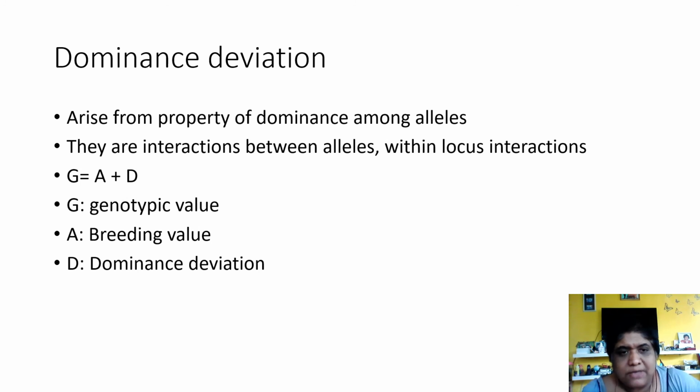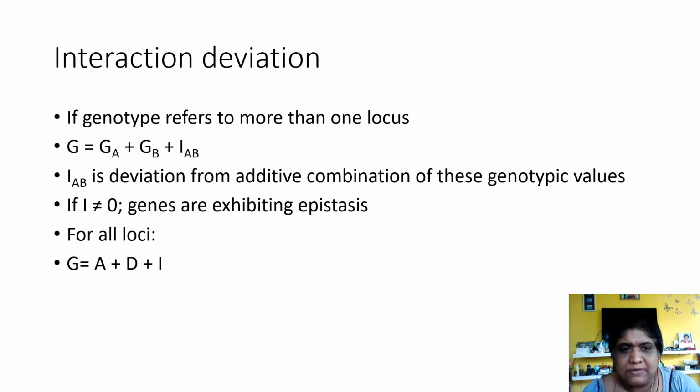What is dominance relation? It arises from the property of dominance among alleles, the interaction between alleles within the locus. So G equals A plus D. G is genotypic, A we call the additive value, or they call it breeding value, and D is dominance deviation. Now what is interaction deviation? If the genotype refers to more than one locus, so you have GA, GB plus I, there's an interaction between the two genes, and it's an additive combination of these values.